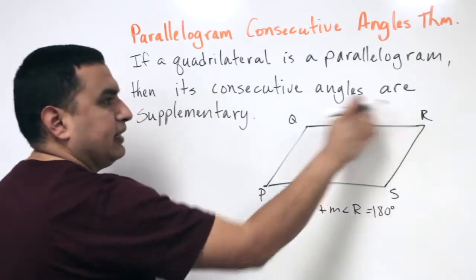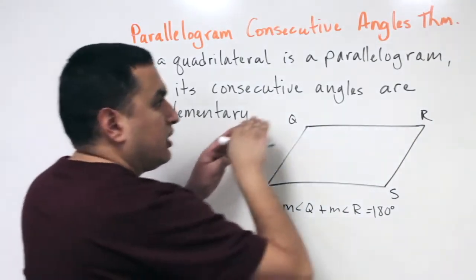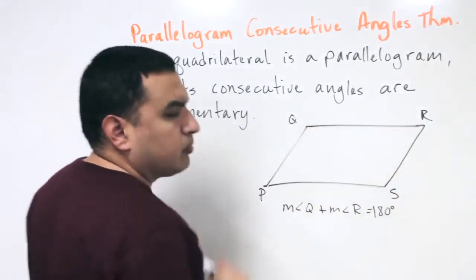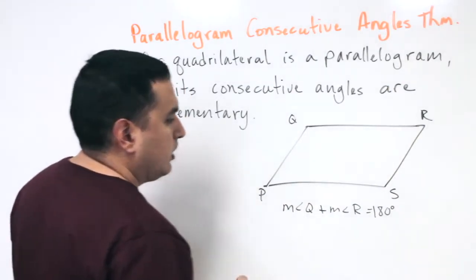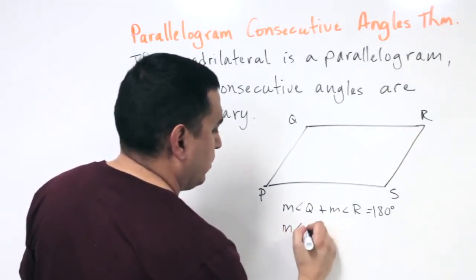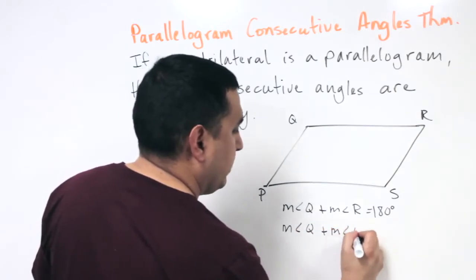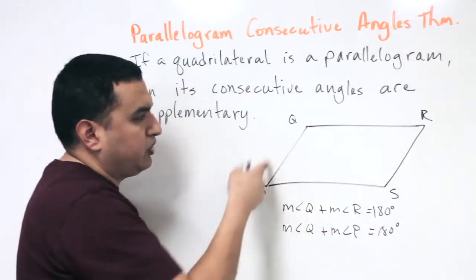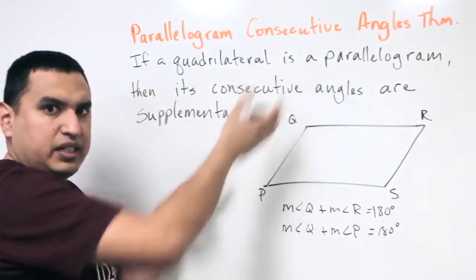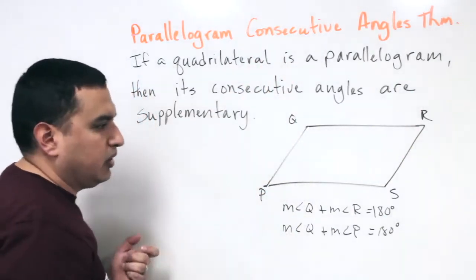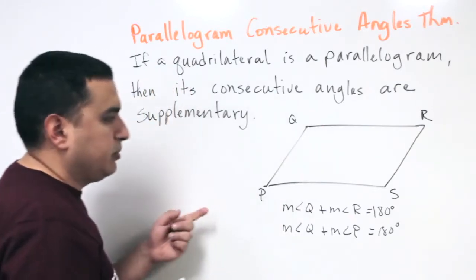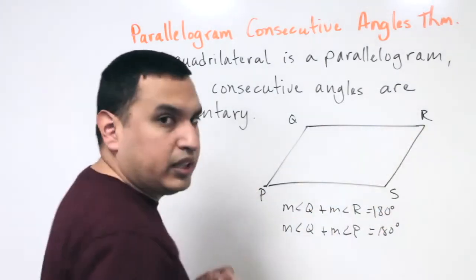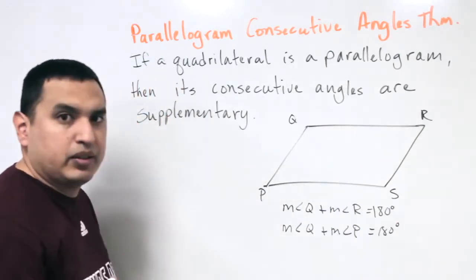Okay, so I can add these two. Consecutive means that they're connected to each other. So Q and R would have to add up to 180. I could also say the measure of angle Q plus the measure of angle P would be 180 degrees. Okay, that would be another example, because I know these two, they're on the same side of the parallelogram. And the same thing for P to S. P and S would be supplementary. S and R angles would be supplementary as well.